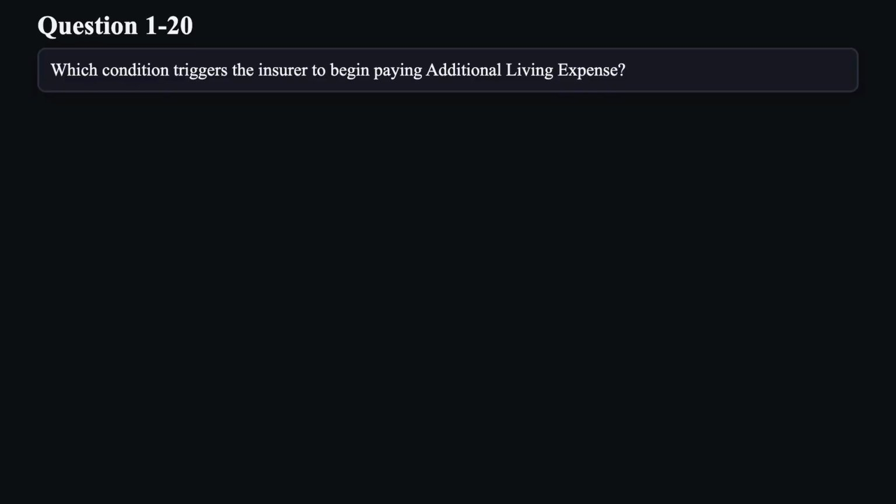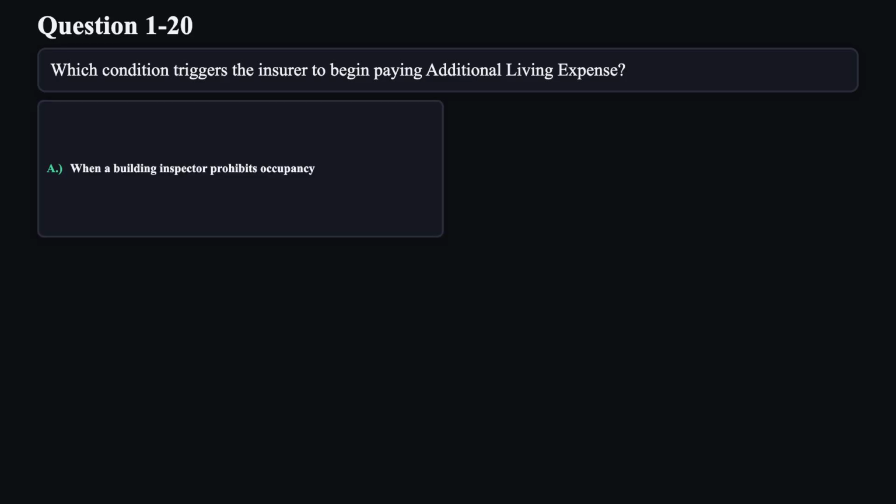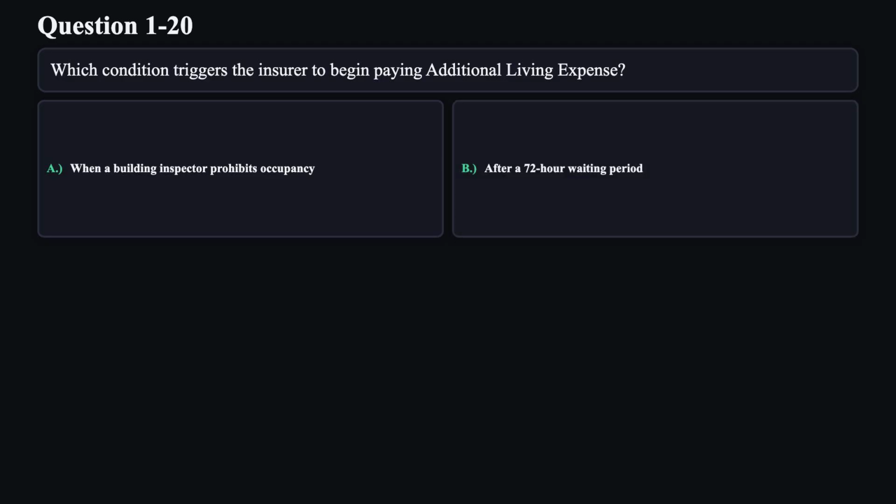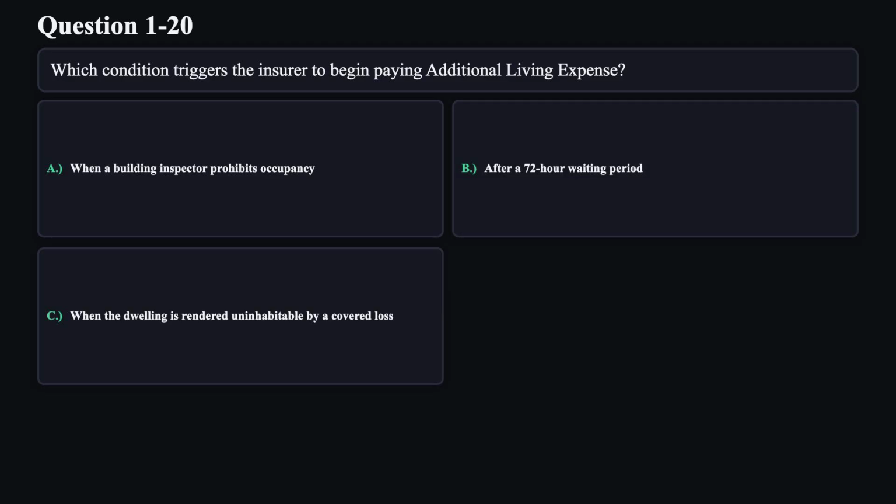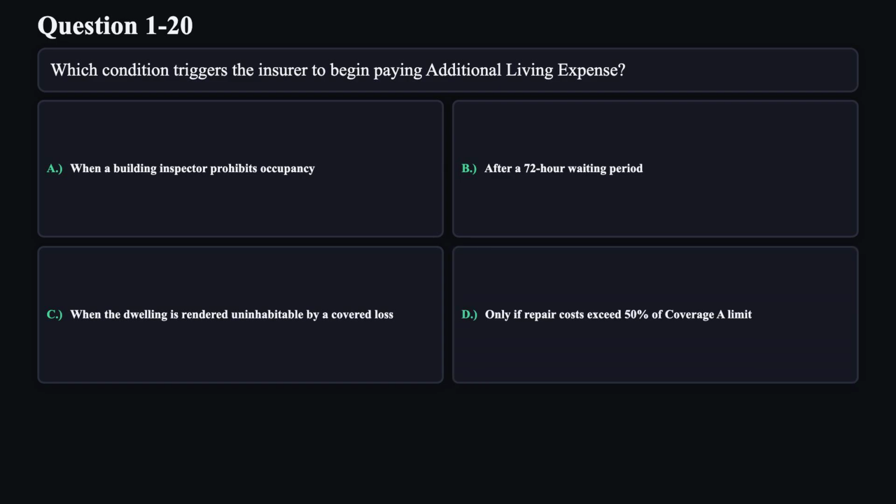Question 20. Which condition triggers the insurer to begin paying additional living expense? A. When a building inspector prohibits occupancy. B. After a 72-hour waiting period. C. When the dwelling is rendered uninhabitable by a covered loss. D. Only if repair costs exceed 50% of the Coverage A limit.